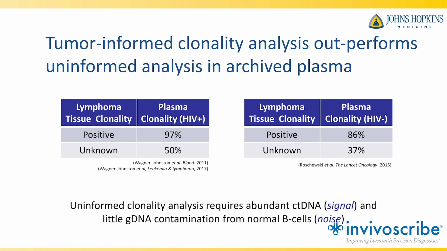Tumor-informed clonality analysis 100% of the time outperforms uninformed analysis. If you look at studies performed on archived plasma, so frozen plasma not necessarily collected for cfDNA analysis, you see that our group's work in HIV lymphoma and others' work in non-HIV lymphoma really mirror each other. When you know the sequence of the molecule you're looking for, almost 100% of the time you find it in circulation. However, when you don't know it and you're trying to do de novo calling, it's actually very hard, maybe 50% of the time if you're lucky. So this uninformed analysis requires abundant ctDNA. How can you get more ctDNA?